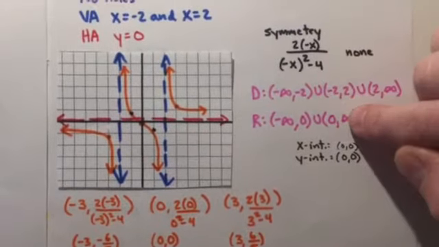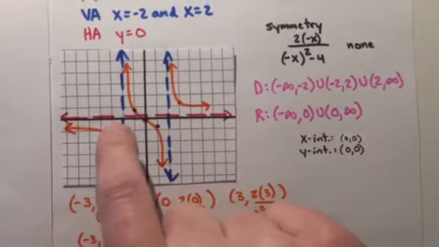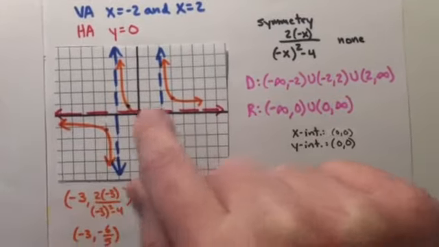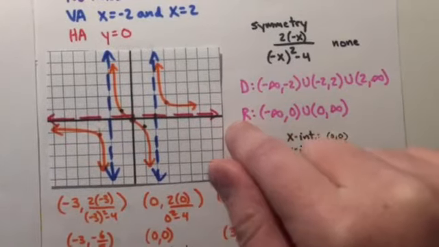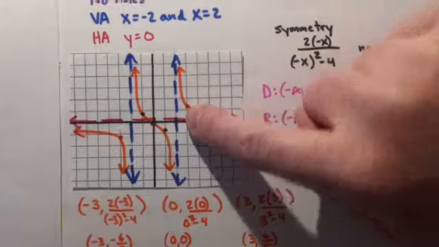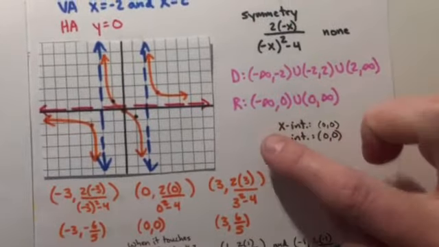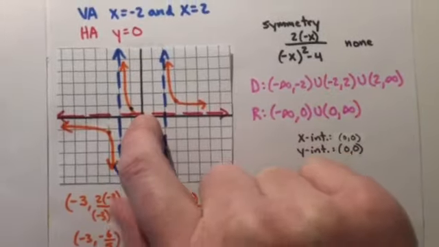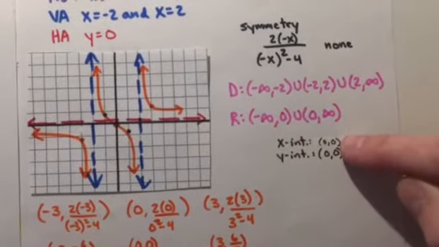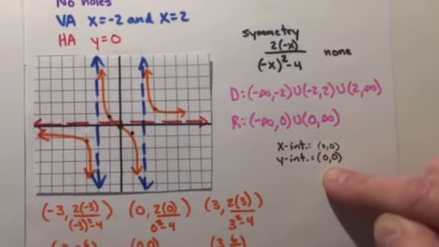Then domain and range are similar to what we've already been talking about. So domain goes from -infinity to -2, from -2 to 2, and then from 2 to infinity, and there were no holes. The range is from -infinity to 0, and 0 to infinity. And only in that one spot did it pass through 0, so we include that right here. We do have an x-intercept and a y-intercept at the origin.